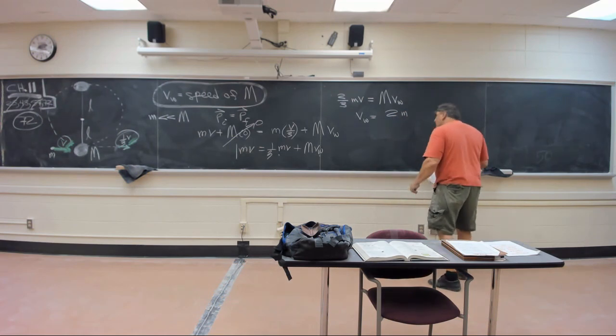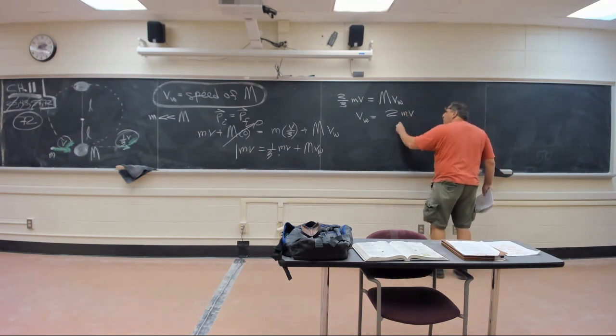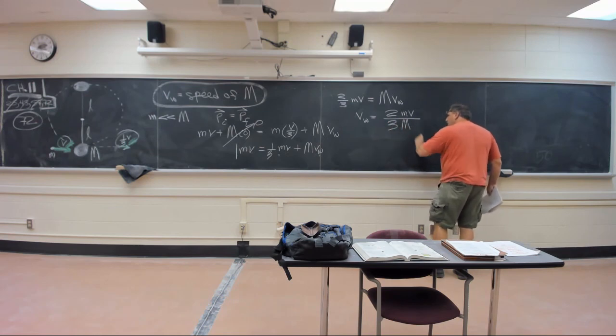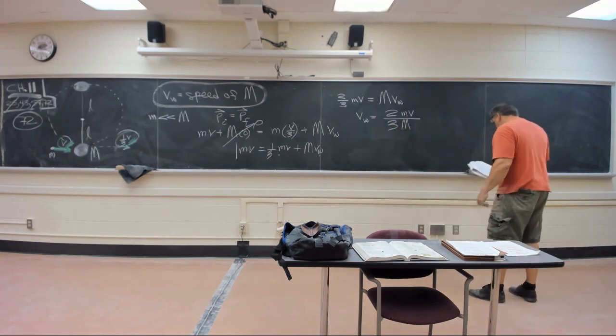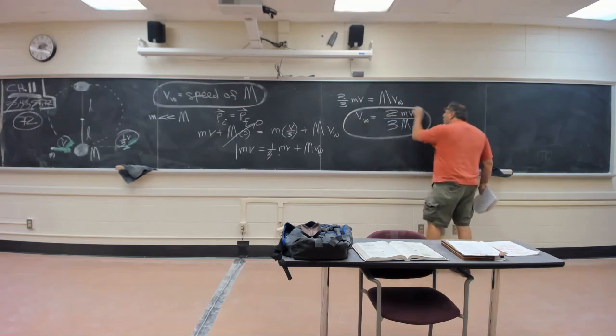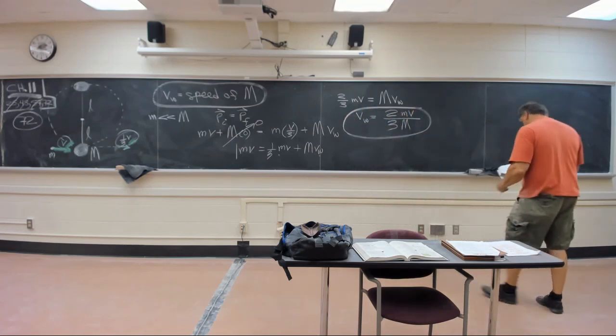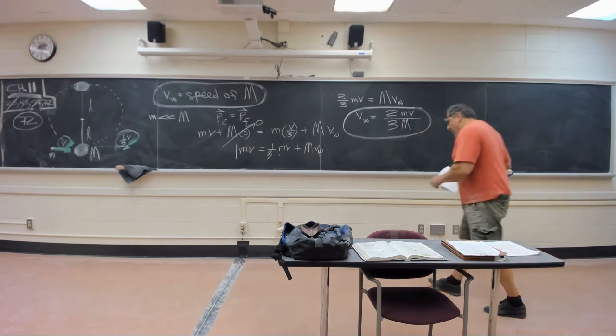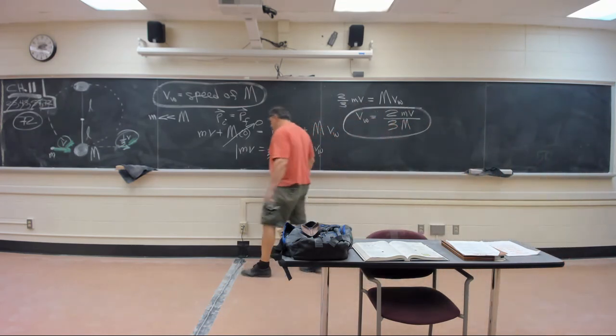Two MV over 3 capital M. That's VW. It's a nice little formula in its own right, all by itself. Now we can employ conservation of energy.